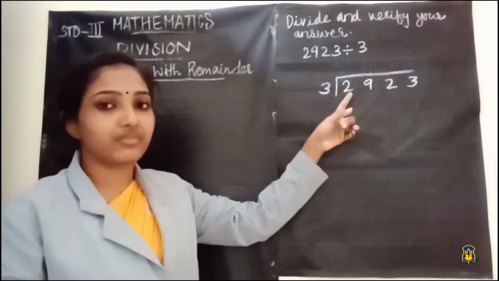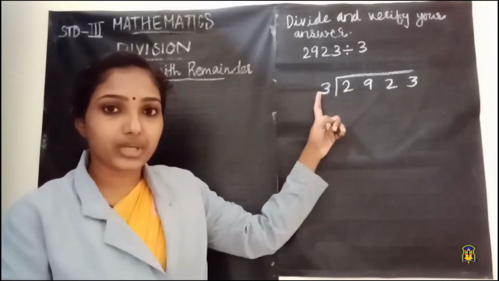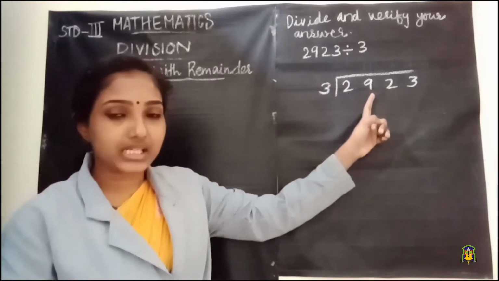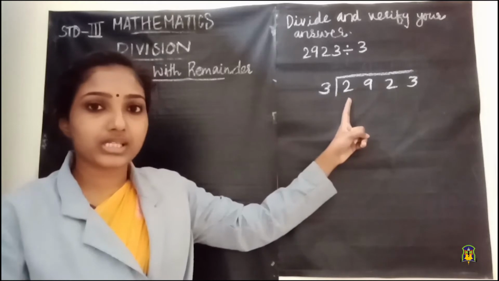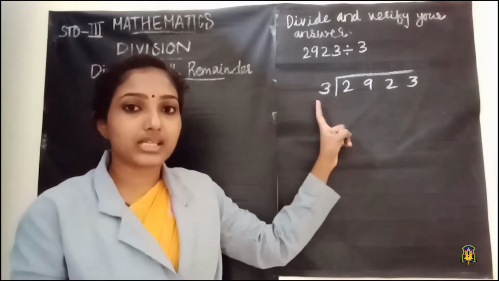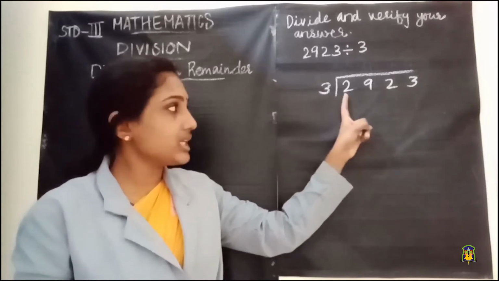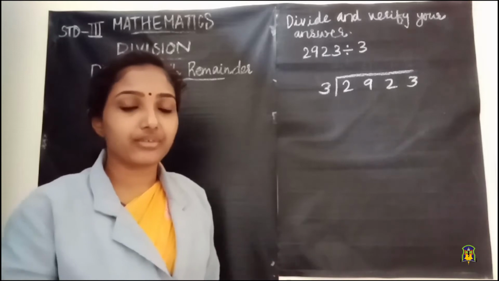Okay. So here the first digit is 2. 2 is less than 3, right? So what we have to do? We have to take the next digit along with 2. So taking 9 along with 2, what is it? Makes 29. Okay. Now we have to check whether we will get 29 in the table of 3. Is it possible? Is 29 there in the table of 3?